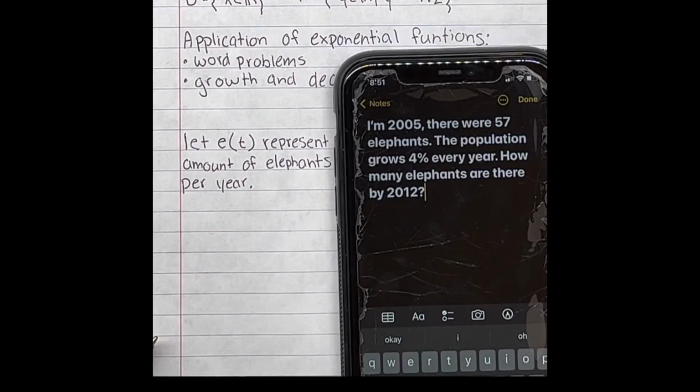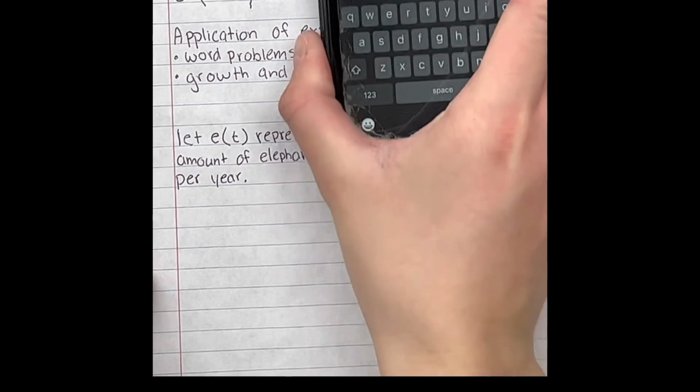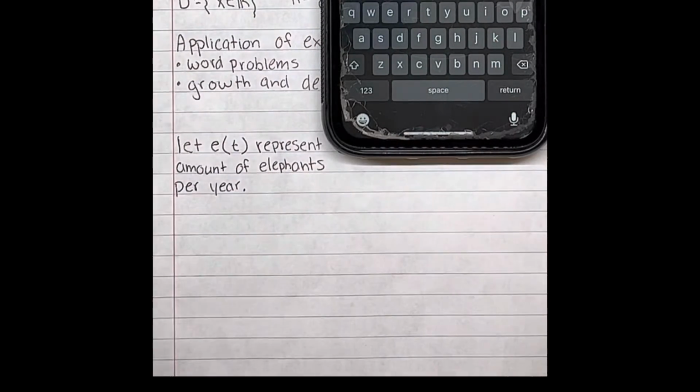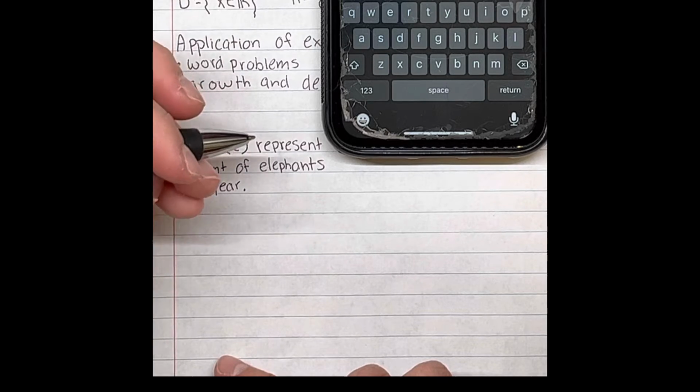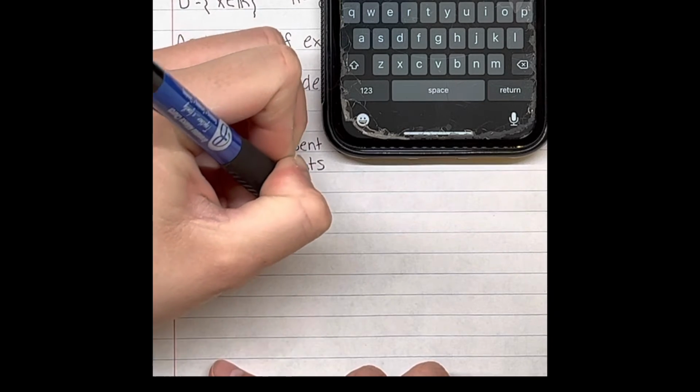So the word problem that I did is, in 2005, there were 57 elephants. Population grows 4% every year. How many elephants are there by 2012? And I am saying let t represent amount of elephants per year. So t represents time per year.